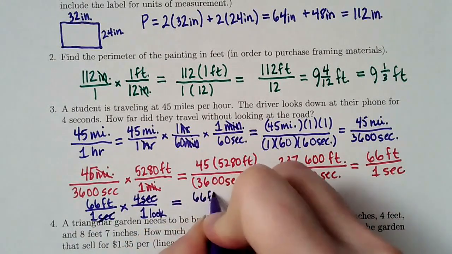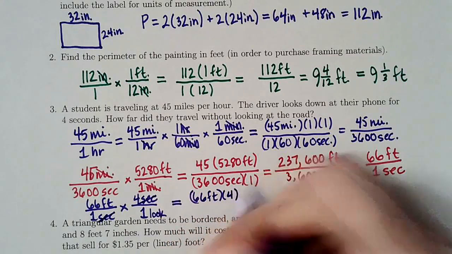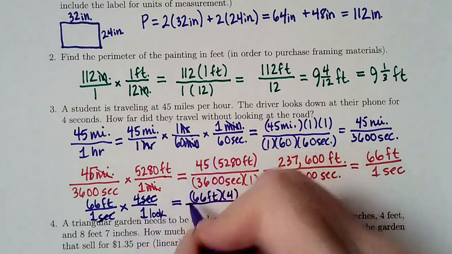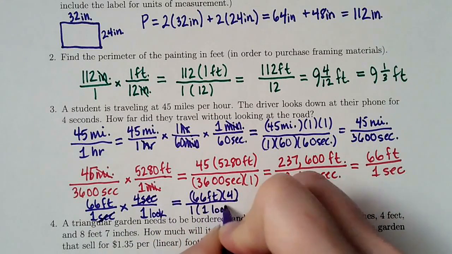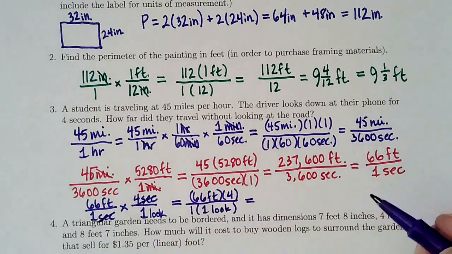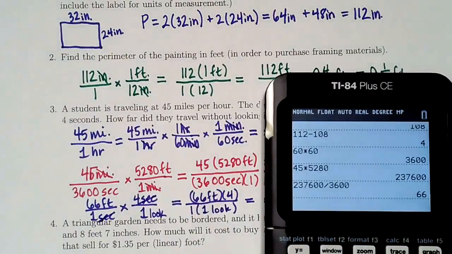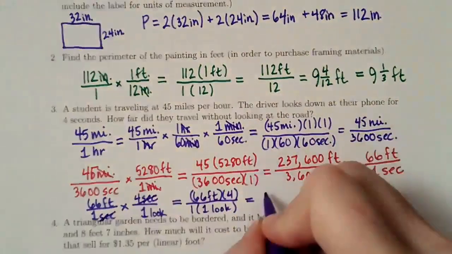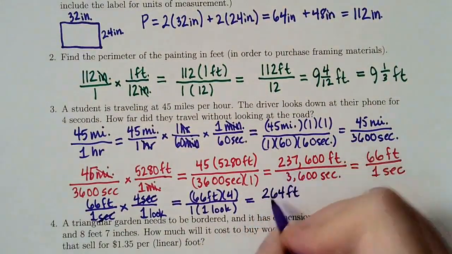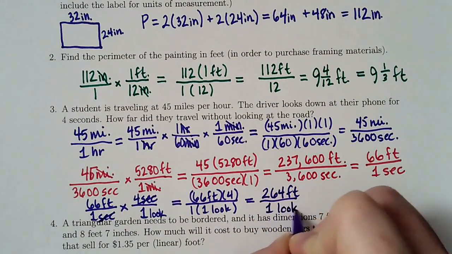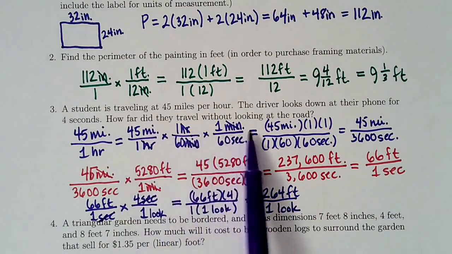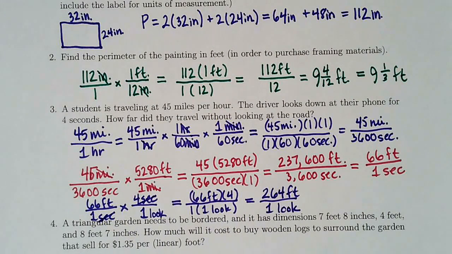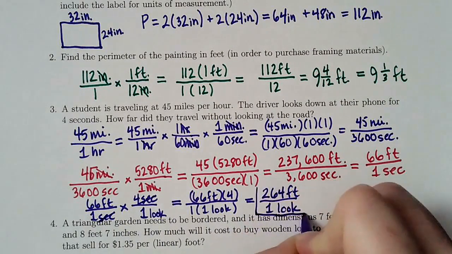We see 66 feet times 4 in the numerator, and we see 1 times 1 times 1 look in the denominator. And 66 times 4 is 264. 264 feet in that one look. So how far did they travel without looking at the road? 264 feet. No looking. Yow.